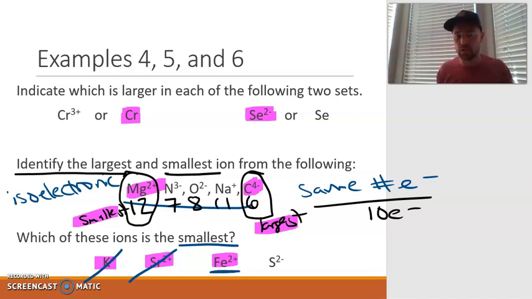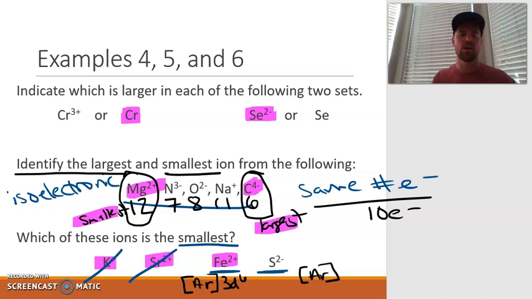So iron is ultimately looking like it might be the smallest, but we still need to compare it to sulfur with a 2- charge. And to do this, we need to look at the structure of all the electrons. Alright, so let's do that. On the screen, I went ahead and drew the electron configurations for iron 2+, which is going to reference argon, and then 3d6. And then I have the electron configuration for sulfur 2-, or the sulfide ion, which is going to be analogous to the argon electron configuration, which has 3 energy levels.